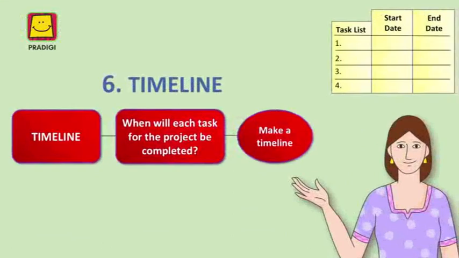The sixth step of the planning process is making a timeline which helps you answer when will each of the tasks for this project be completed. To make a timeline, you have to decide when each of the tasks will be started and when they'll be finished, and set deadlines for your team members to complete those tasks.